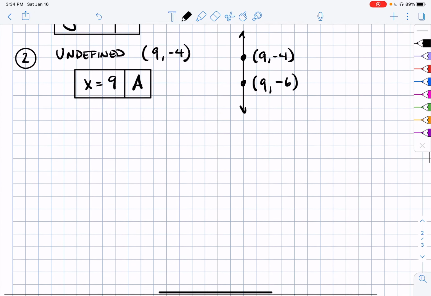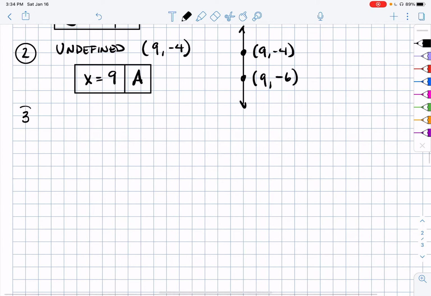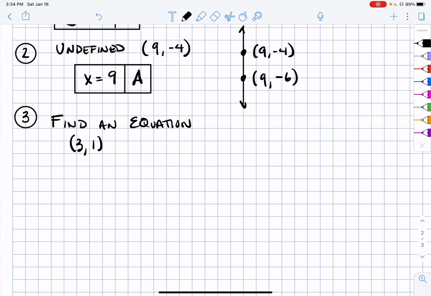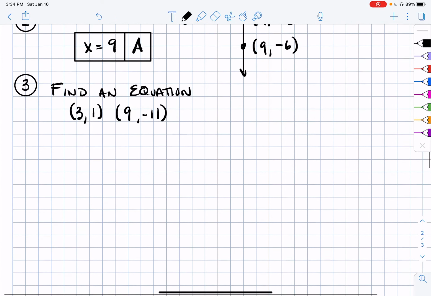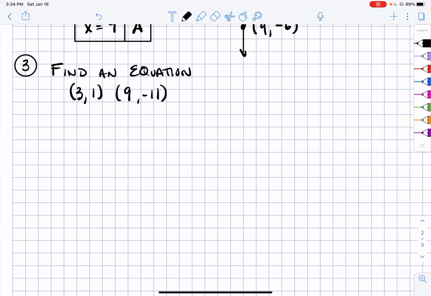All right, on to number 3. It says find an equation that goes through the points (3, 1) and (9, -11). So in order to find the equation of a line, what do we need? We need a slope.